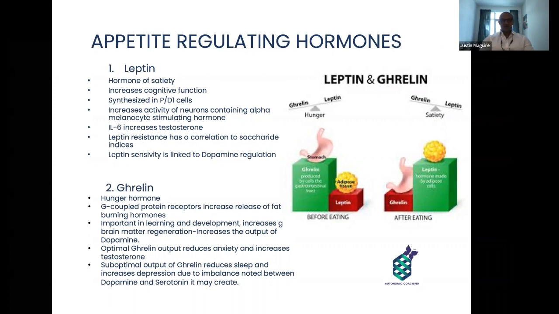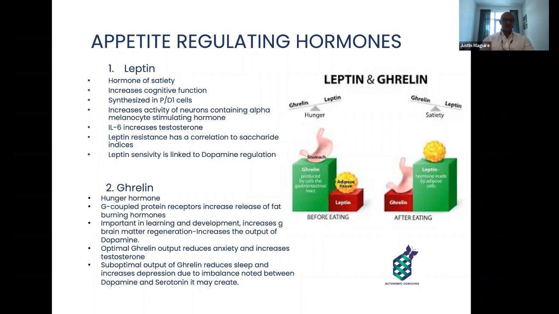It increases activity of neurons containing alpha-melanocyte stimulating hormone, which is very important for vitamin D utilization, and the impact it subsequently has not only on calcium use in the bone density, but also nervous system, as well as activity it has on lymphocyte quantity, and also reactivity the lymphocytes may have on an infection.